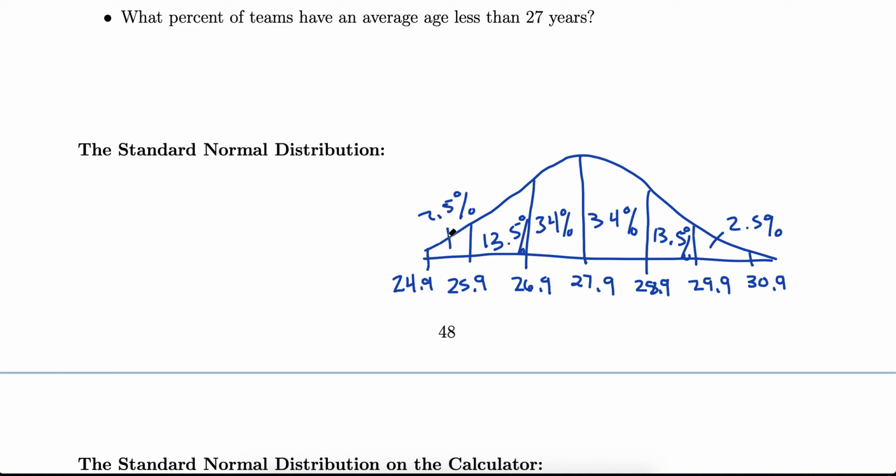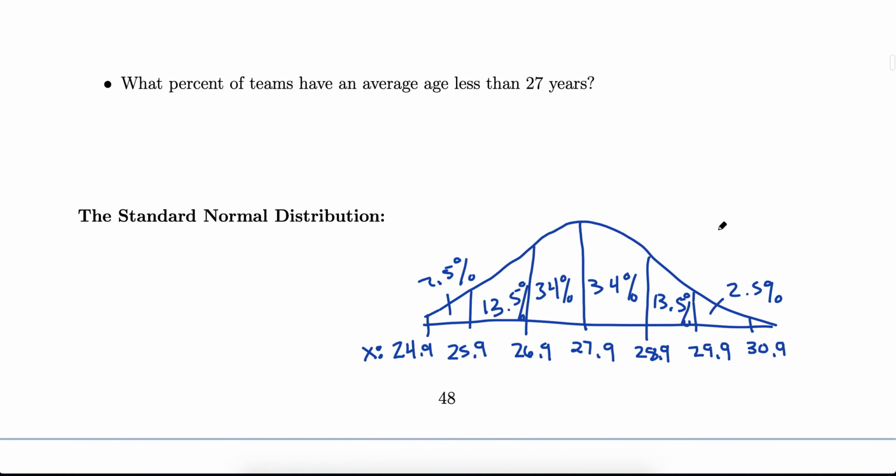So we're familiar with this setting. I'm going to label this row X for a moment. There's our variable representing age, and here's our empirical rule breakdown for that. And we can use that to answer questions fairly easily.